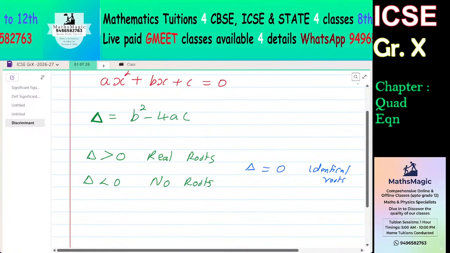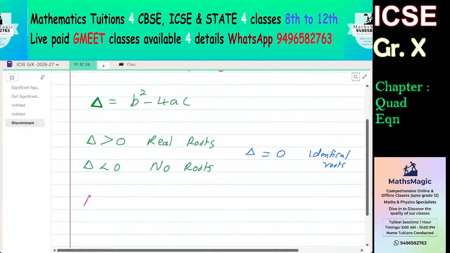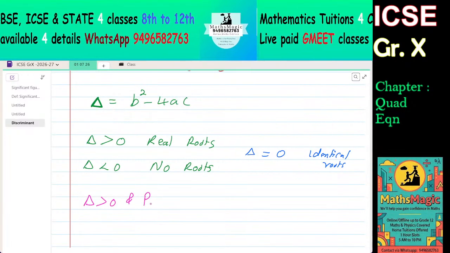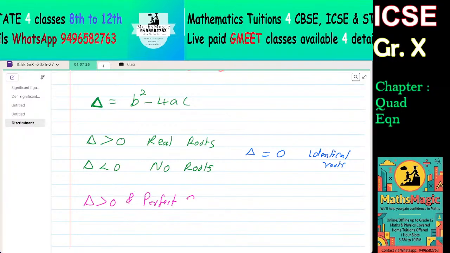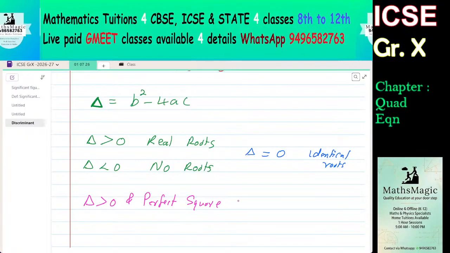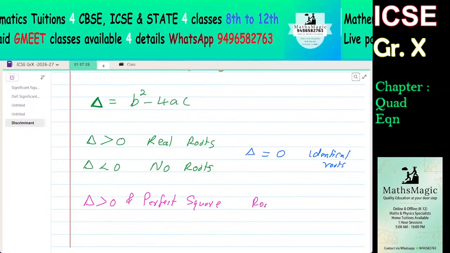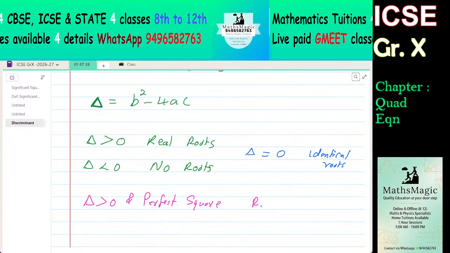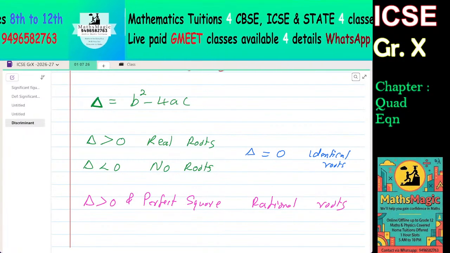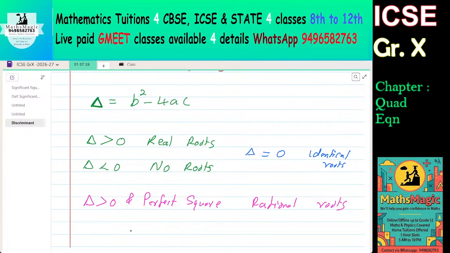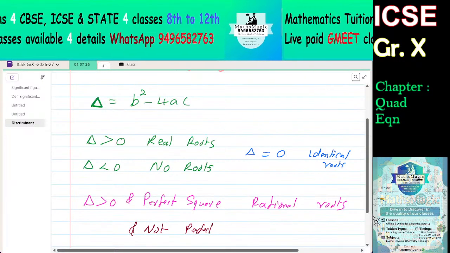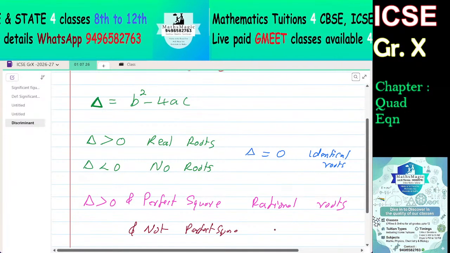We further have some more explanation regarding greater than 0. If delta greater than 0 and a perfect square, roots will be rational. And if it is not a perfect square, irrational roots.